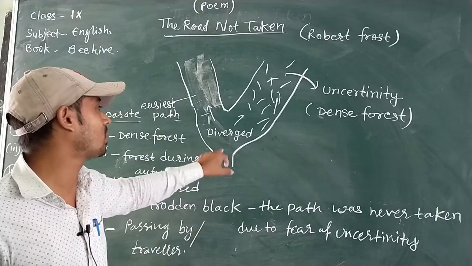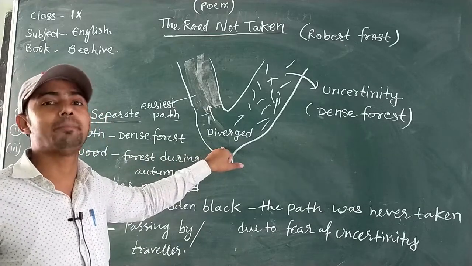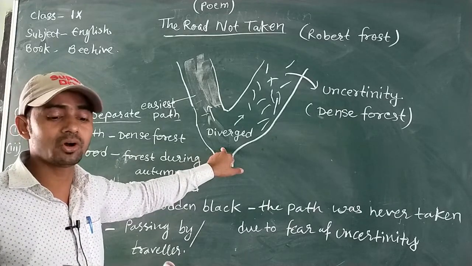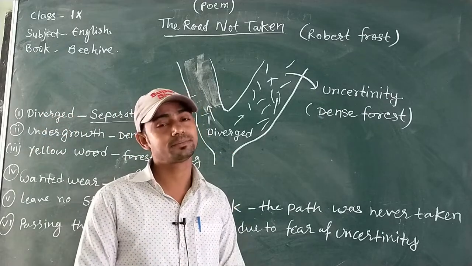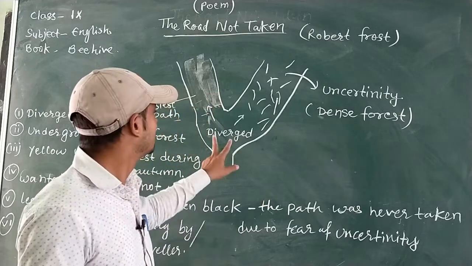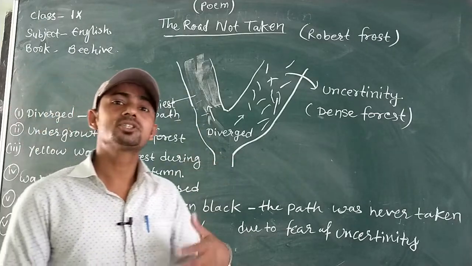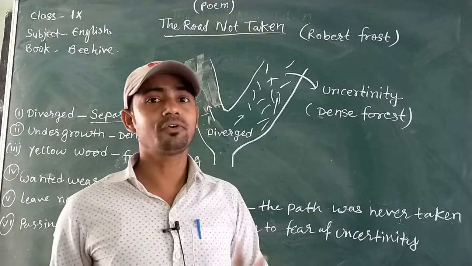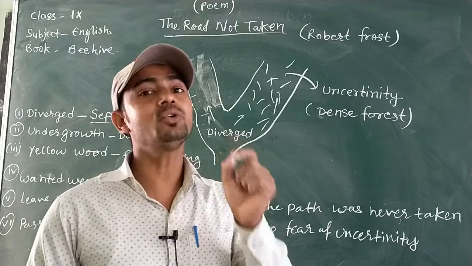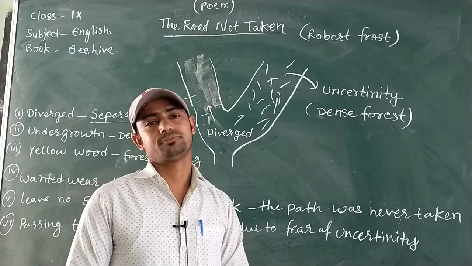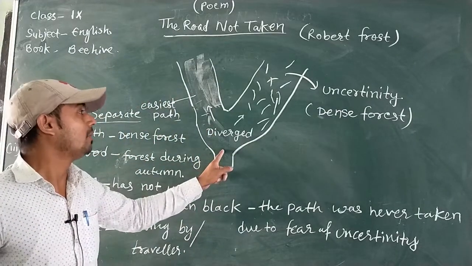When the poet was standing at the diversion, he was confused to decide the best path. Two roads diverged in a yellow wood, and sorry, I could not travel both. The poet was just confused. He feels sorry not for choosing the toughest path, but because he could not travel on both paths. Very simple, a single man cannot travel on both paths.